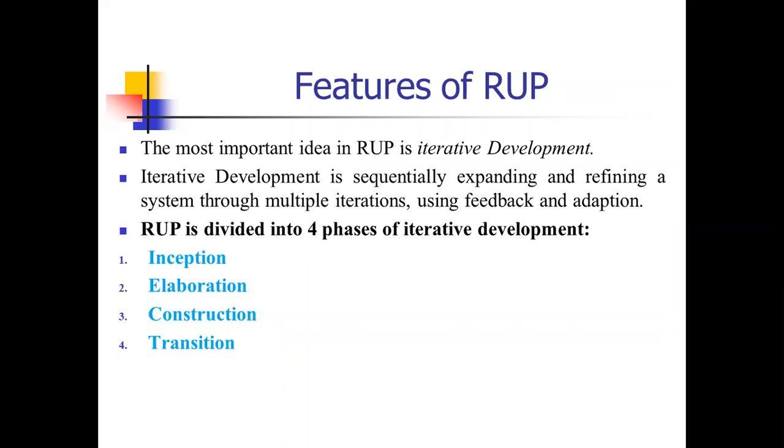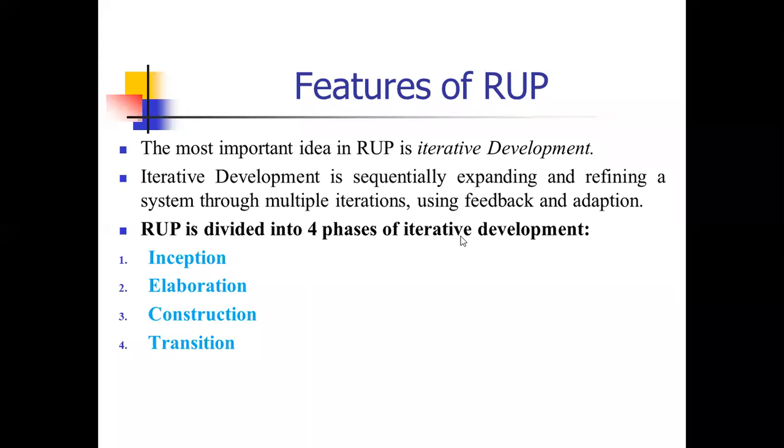Then the features of RUP. Here the most important idea in RUP is iterative development. Iterative development is sequentially expanding and refining a system through multiple iterations using feedback and adaptation. So here we have seen that RUP is divided into four phases of iterative development. So these are the features of RUP.